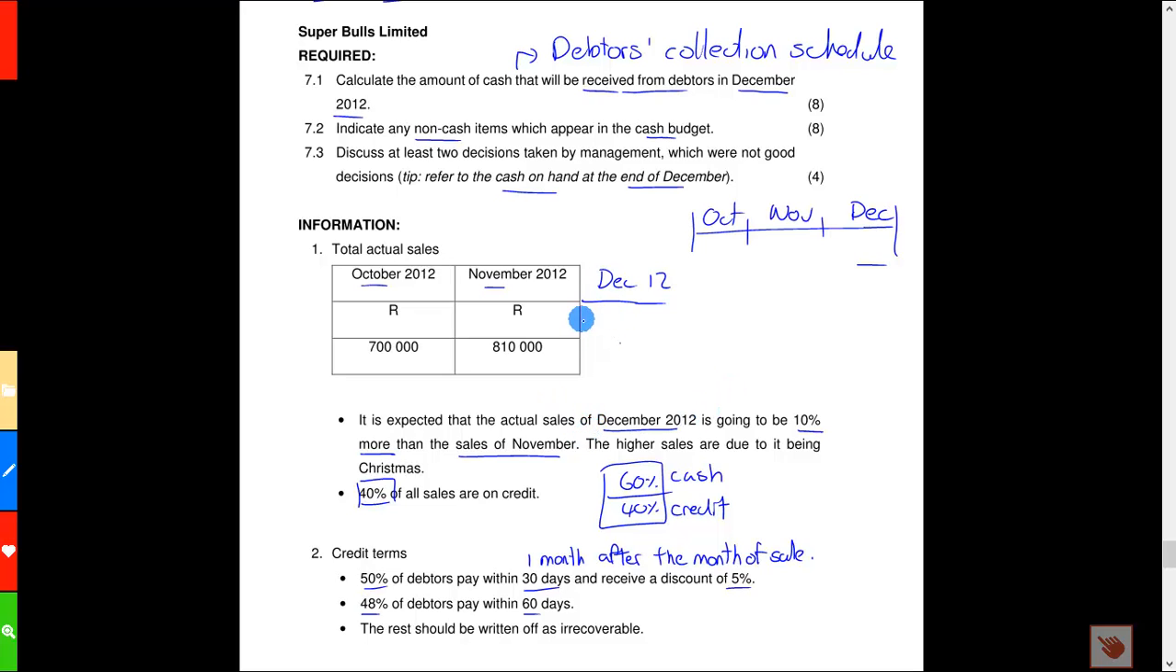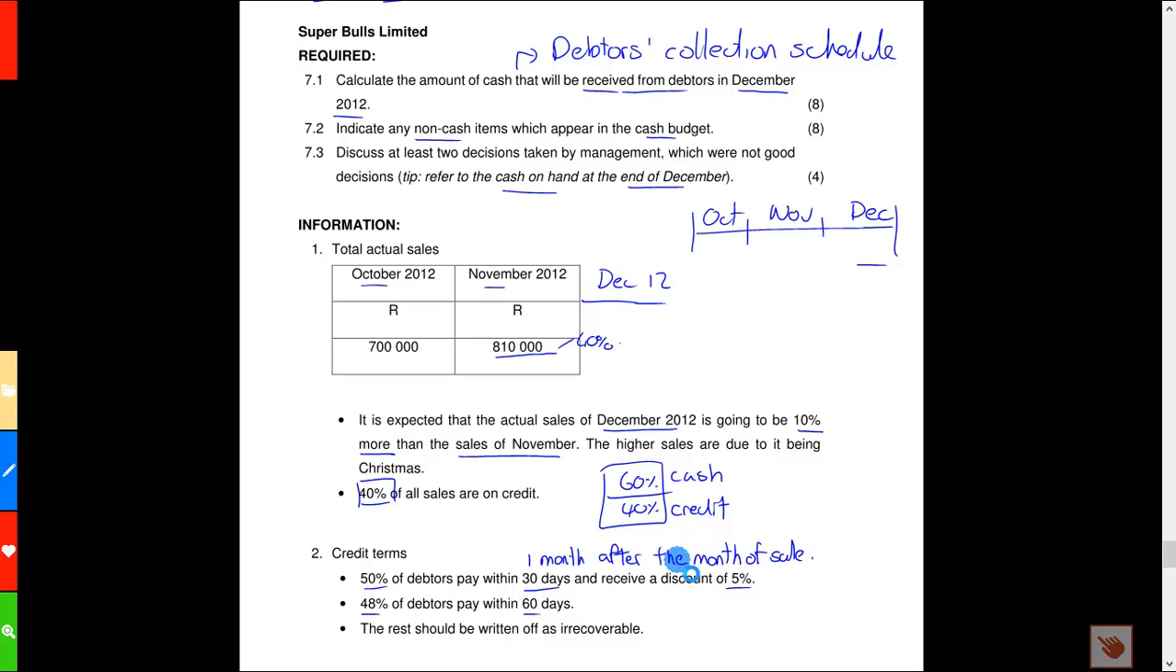so now we can start answering this question. If we go to our solution, or our answer book rather, we know that of this 810 total sales, 40% of these sales is credit sales, so we need to work out 40% of this, and then we know 50% of this is going to be collected within December. So 50% of this 40% will be collected in December, and 48% of it will only be collected in January.